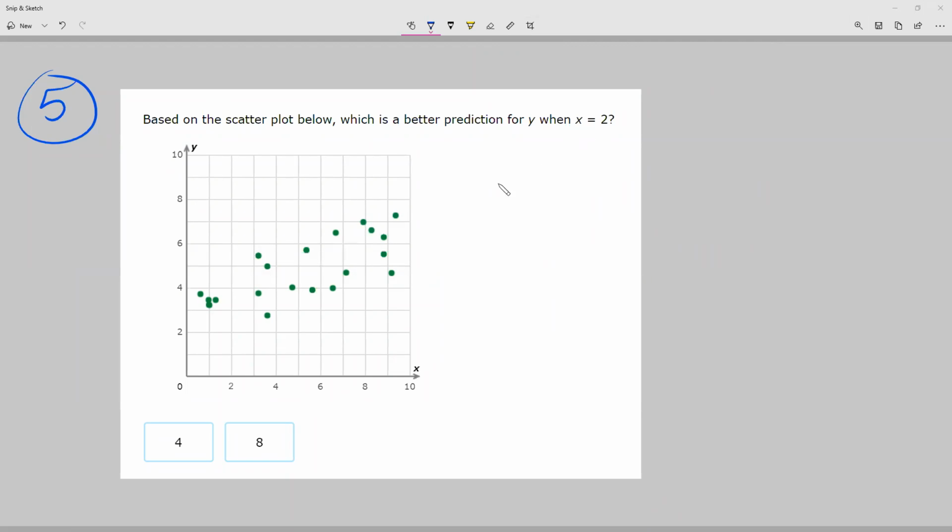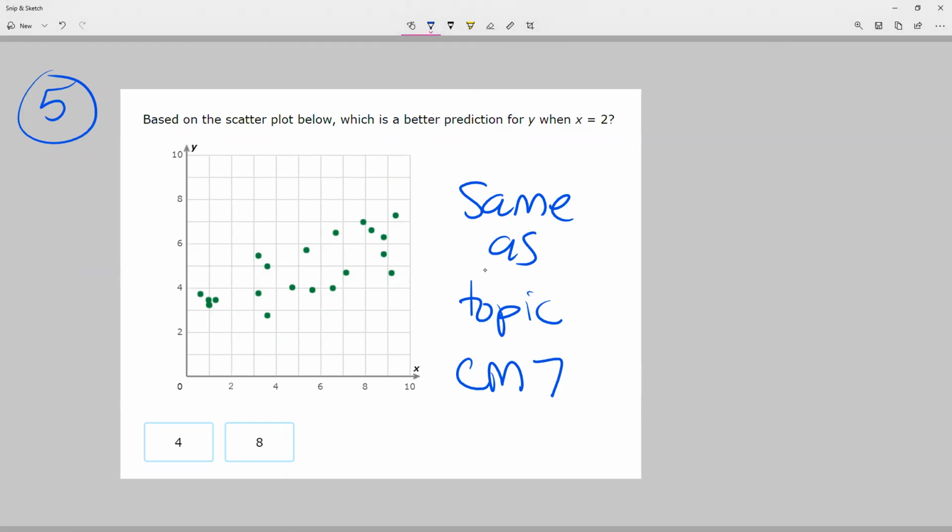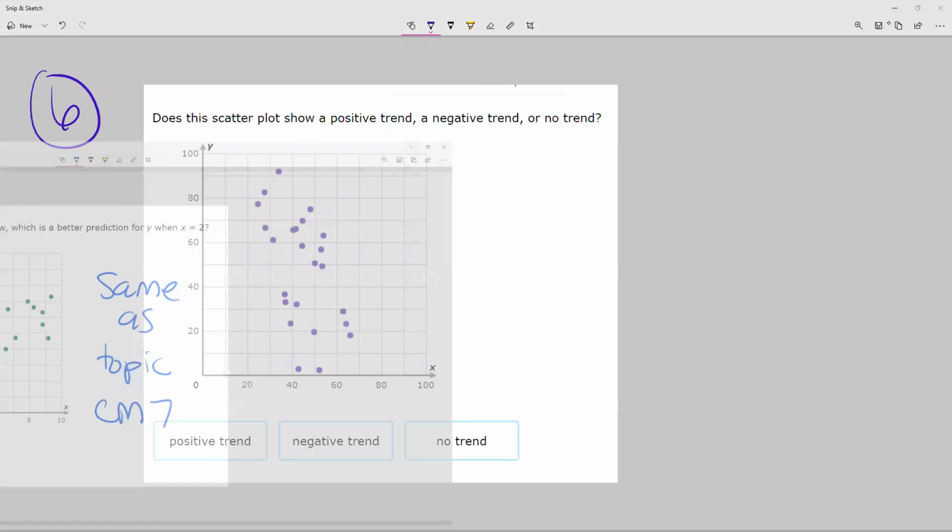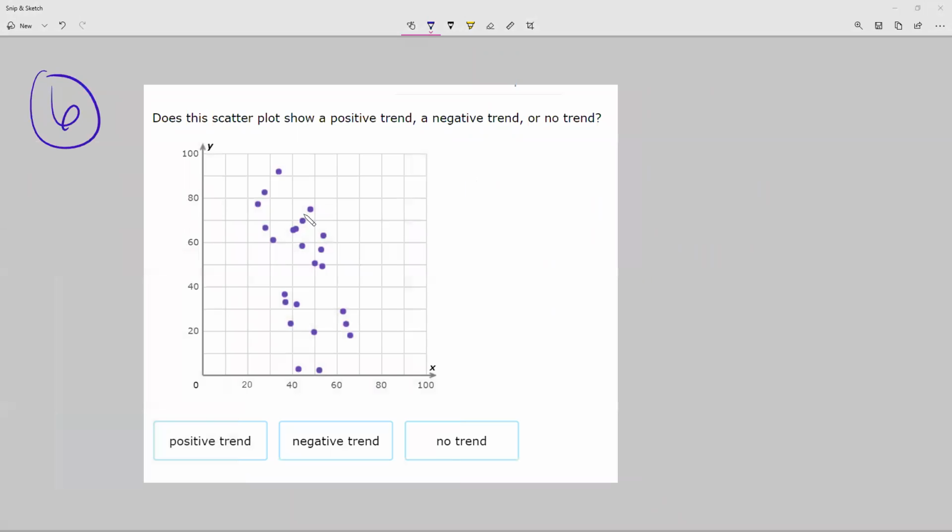And then it goes through the same problems as the last topic, same as topic CM7, the one we just looked at. All right. Oh, look, I got it out of order. That's what it was. So this is the one that was negative, where it looks like it's going down.